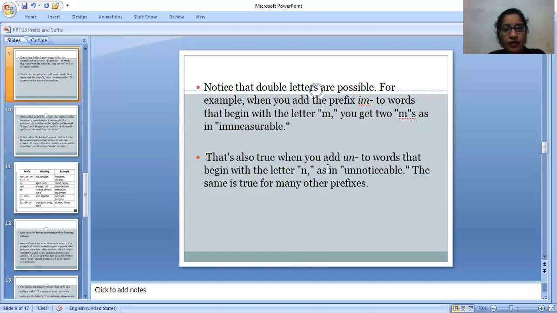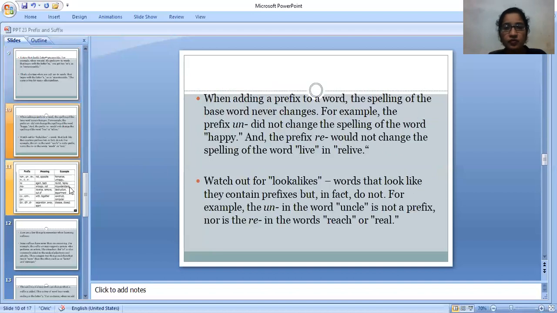Okay, and that's also true when you add un to words that begin with the letter n, as in unnoticeable. So, for example, here you take noticeable, and when you add the prefix un, you will get a double letter here. And when adding a prefix to a word, the spelling of the base word never changes.